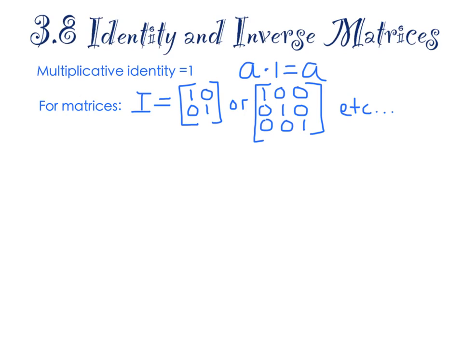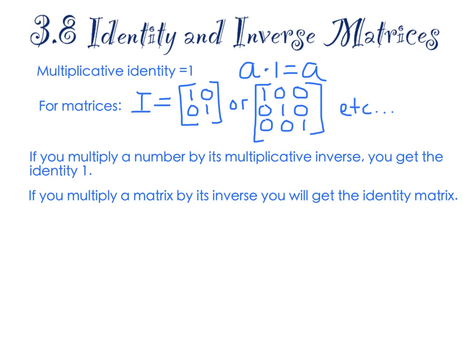We use an I for our identity matrix. And if it's a 2 by 2, it's 1, 0, 0, 1. If it's a 3 by 3, it's 1, 0, 0, 0, 1, 0, 0, 0, 1. And you can have this for any square matrix, no matter the size. But just remember, it's always all zeros except for a diagonal of ones.